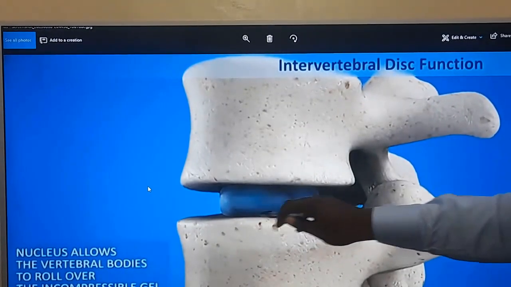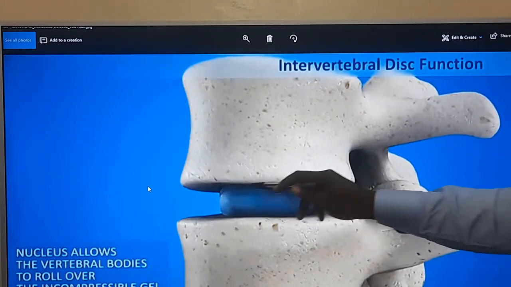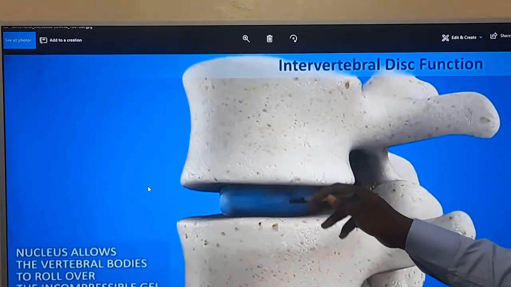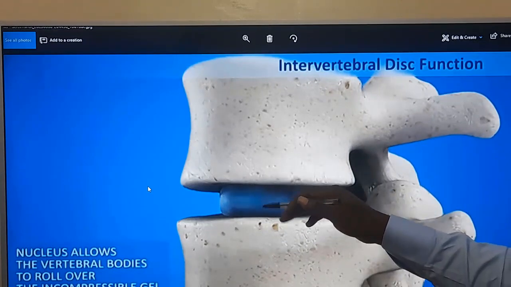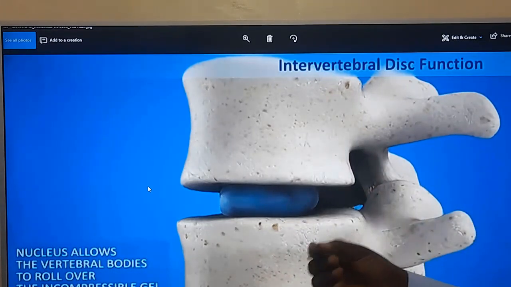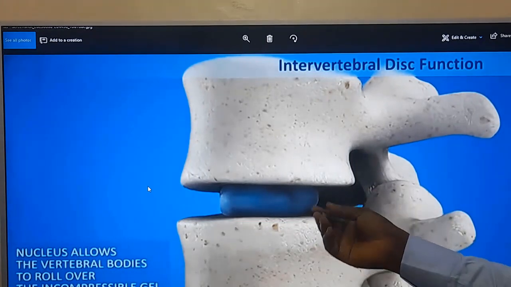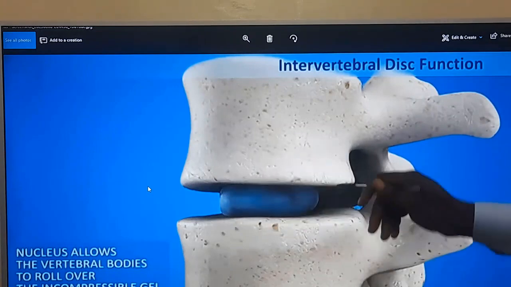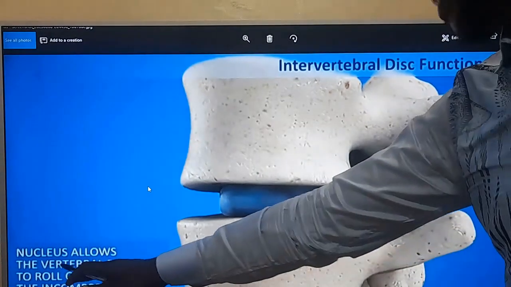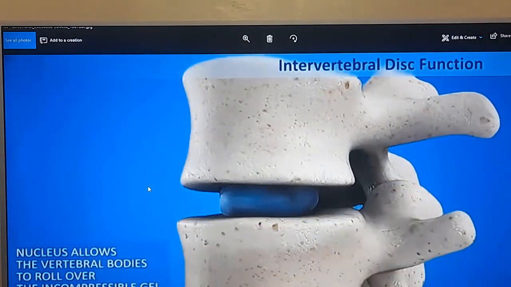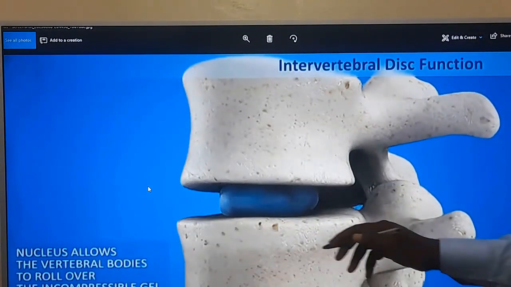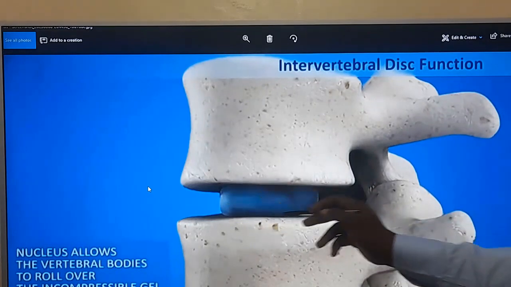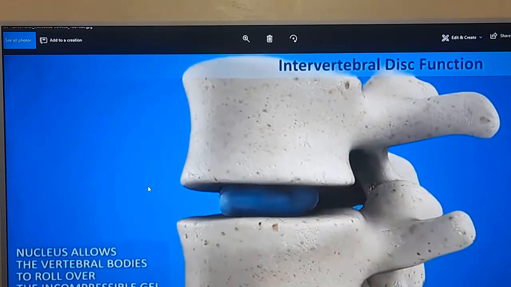Now we have something here which is called the nucleus. It looks like it is positioned like a ball bearing. If you are familiar with cars, vehicles, there's what we call the ball bearing. That is what this looks like. Now the nucleus allows the vertebral bodies to roll over the incompressible gel. This stuff that we're looking at has a gel-like nature.